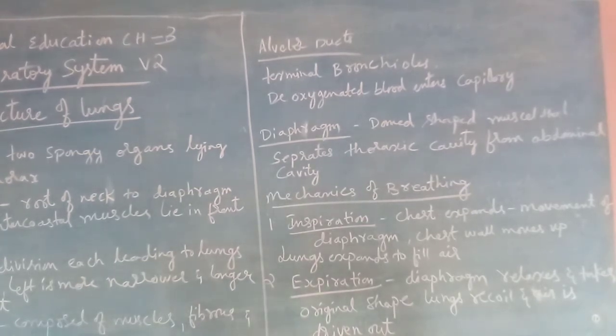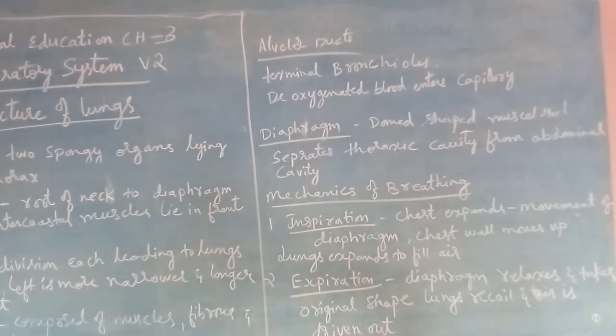In this mechanism we have external respiration and internal respiration. External means breathing in oxygen and breathing out carbon dioxide. That means exchange of gases happens between the alveoli and the blood network, right? Internal means exchange of gases takes place between the blood and the tissue cells. So that is internal respiration.